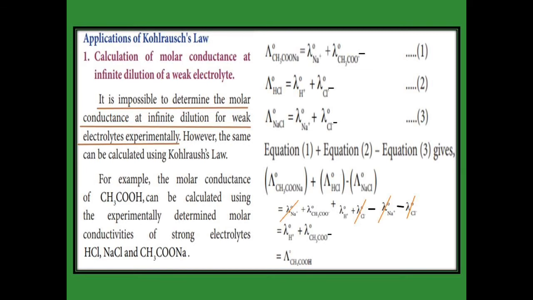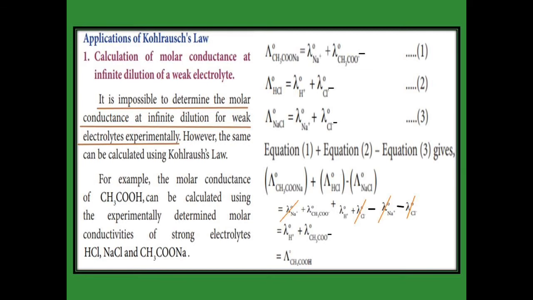The molar conductance of sodium acetate dissociates and gives the ionic conductance of sodium plus and then acetate ion. Then HCl, its molar conductance we can find out from the sum of H plus molar conductance and Cl minus molar conductance. And then another one, sodium chloride. We can get the sodium chloride molar conductance from the sodium plus ion plus Cl minus ion molar conductance. This is equation 3.